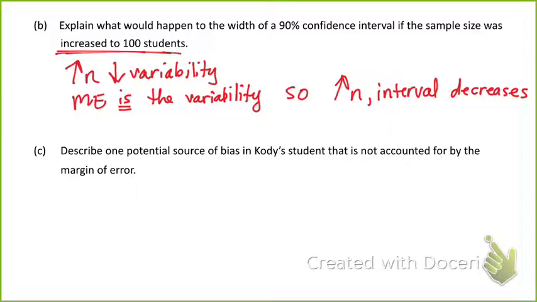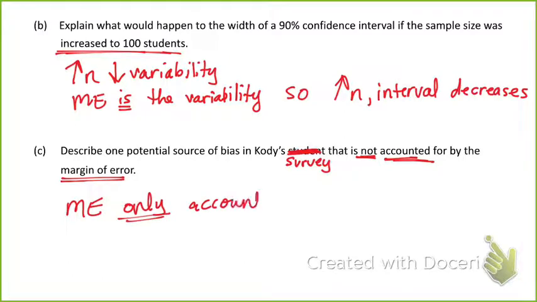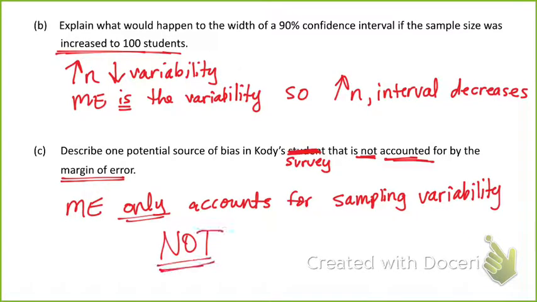All right, the last question is a trick question, so I'm just going to go ahead and tell you that up front. Describe one potential source of bias in Cody's survey that is not accounted for by the margin of error. Margin of error only accounts for sampling variability, not any bias. So the fact that he asked these questions out loud, the margin of error does nothing for that.